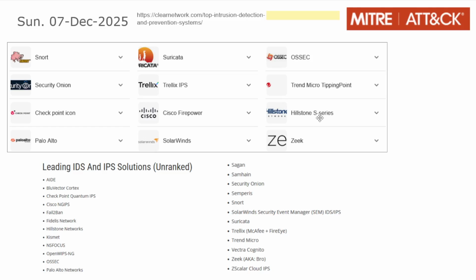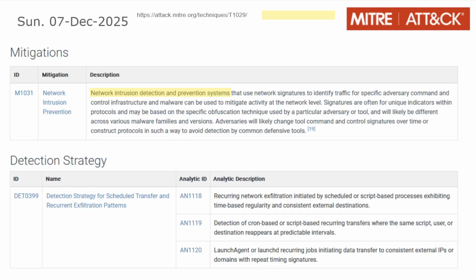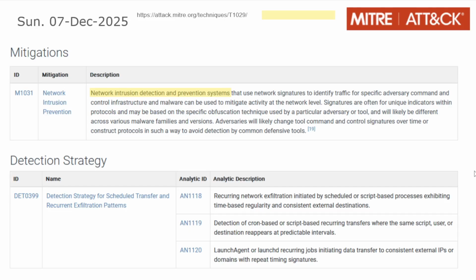Zeek, Hillstone. So I would say Snort and Trellix, Trend Micro, Checkpoint, Palo Alto. Okay. Cisco, they are network players. But okay, now we know what to look out for if we need a system like this.